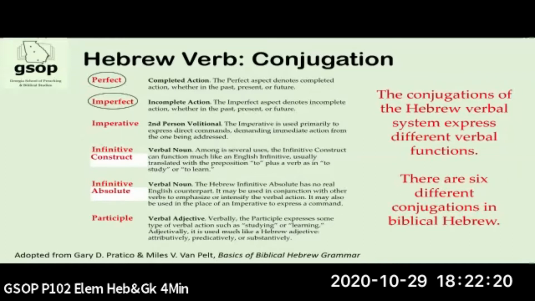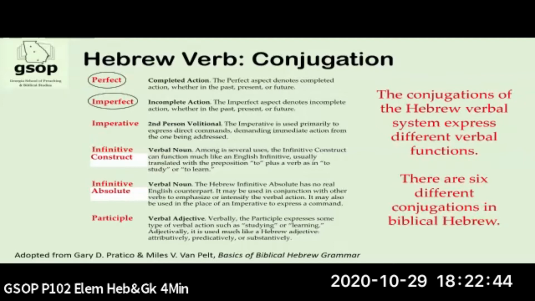The conjugations, the verbal system, express the different functions of the verb, such as perfect. It's a completed action. A completed action, regardless of time, past, present, or future, is still a completed action. The imperfect is an incomplete action or an ongoing action, whether it's, again, past, present, or future.